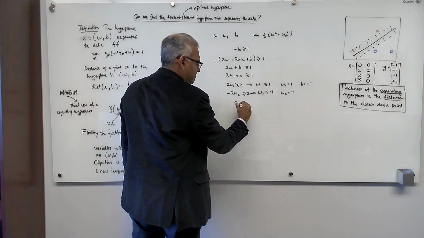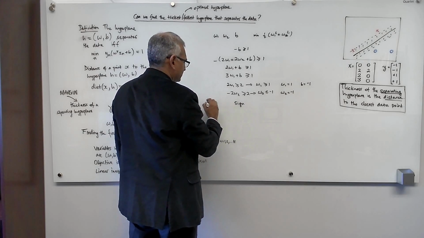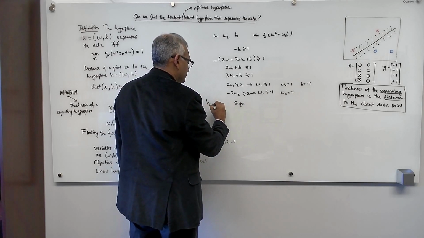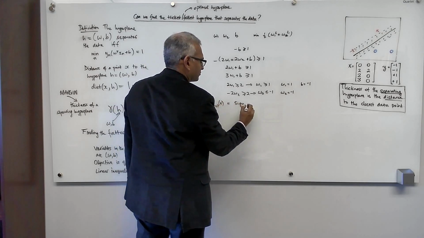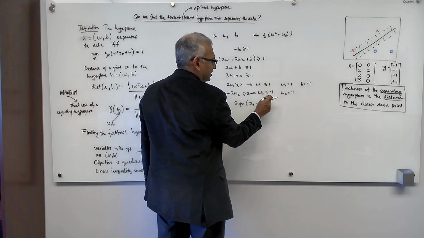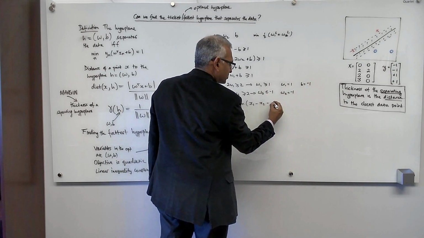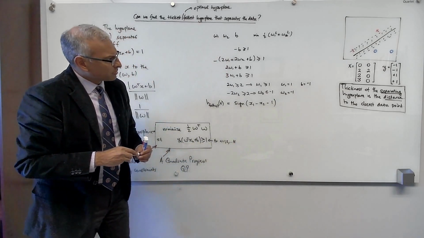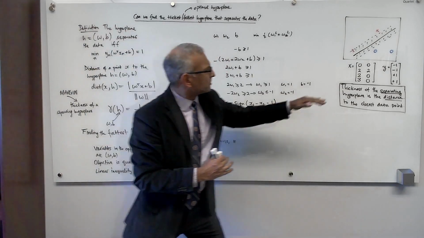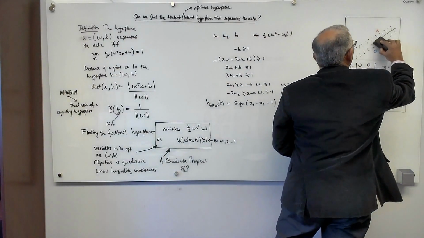So h of x, h fattest of x, is equal to the sign of w1 x1, which is x1, plus w2 x2, which is minus x2, plus b, which is minus 1. Okay. So that's not optimal. It turns out that optimal has to rotate a little bit. So let me draw for you what optimal looks like.